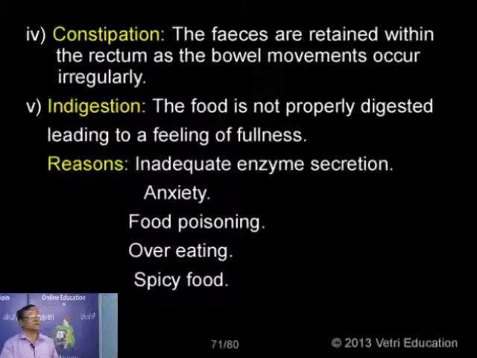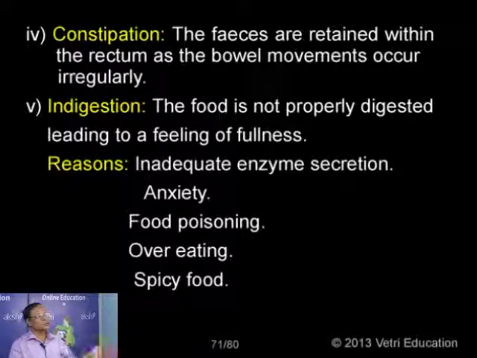Now indigestion. Because of inadequate enzymes, or because of taking spicy food, or because of tension, or because of some other reasons, for example overeating or food poisoning, the digestive tract does not digest the food properly. That process is called indigestion. That is why the person always has the feeling of fullness of the stomach. He does not feel an empty stomach, but is accustomed to not taking much food.